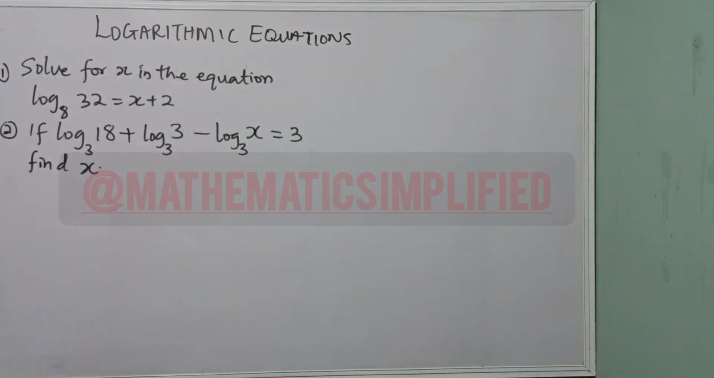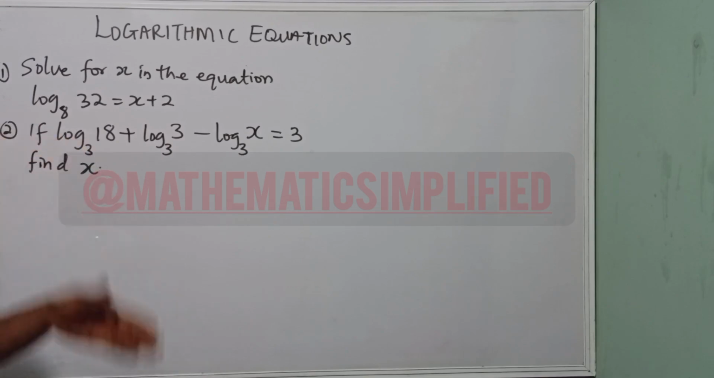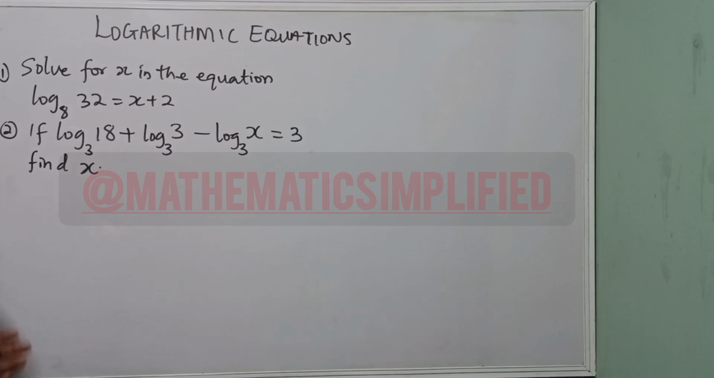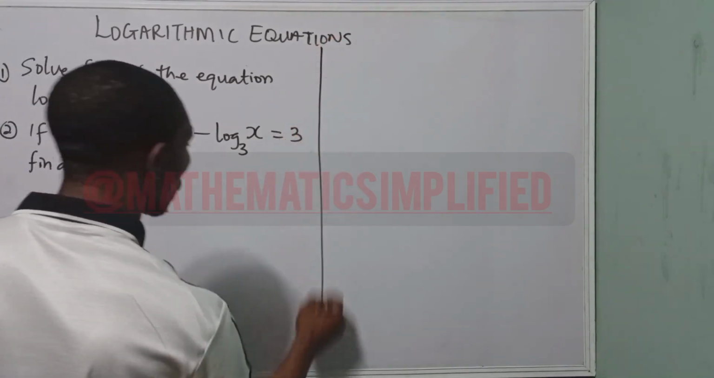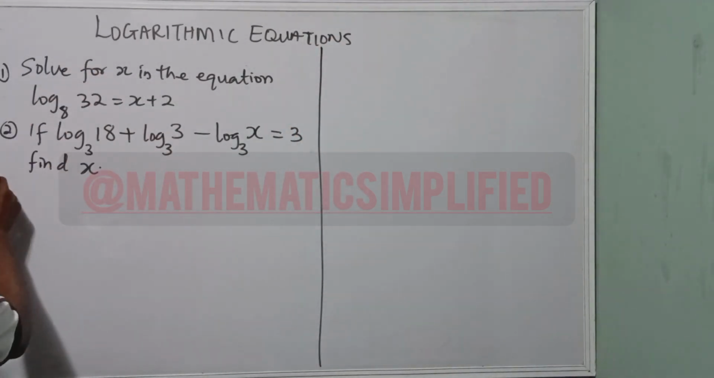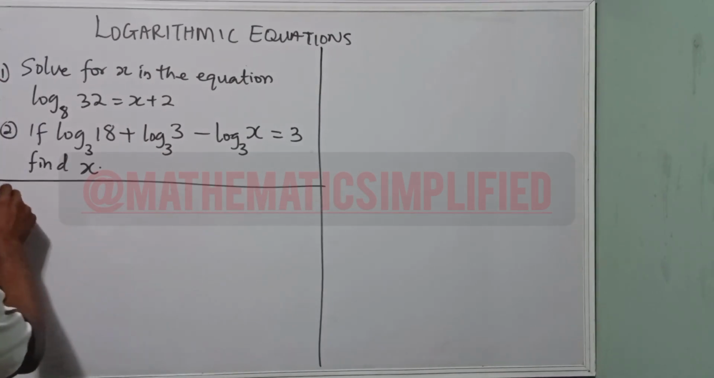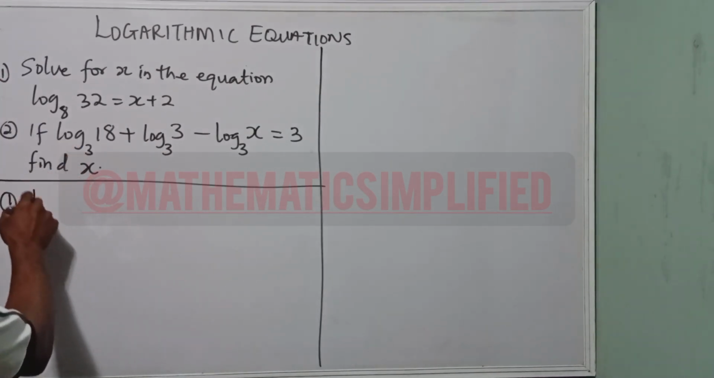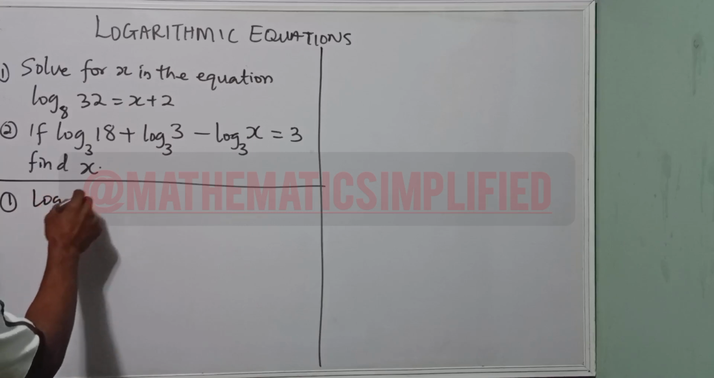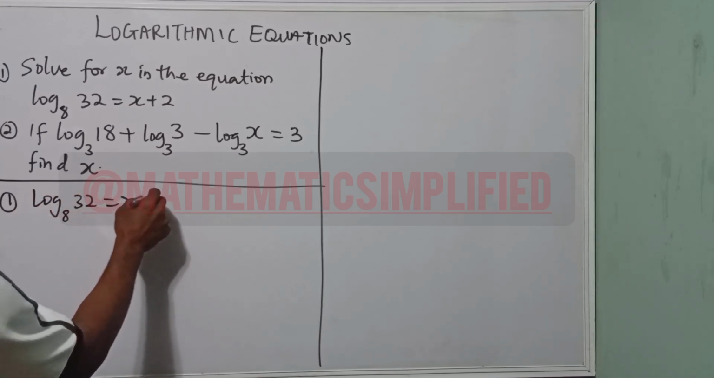Our next set of questions says solve for x in the equation log base 3 of 32 equals x plus 2. And the second one, if log base 3 of 18 plus log base 3 of 3 plus log base 3 of x equals 3, we should find the value of x. Now, in order to solve this, for the first one, we have log base 3 of 32 equals x plus 2.